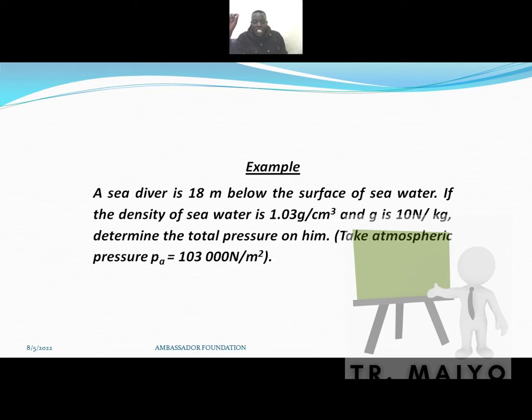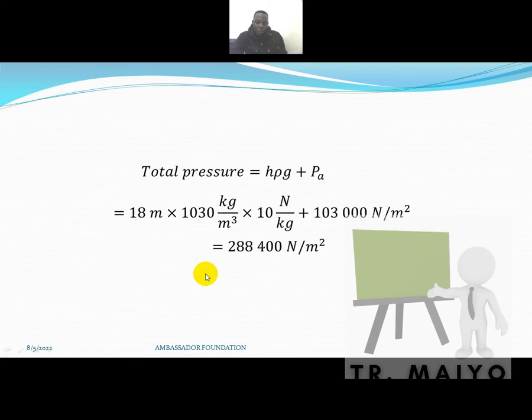Our rho g h: rho is the density, which is 1.03 multiplied by 1000. You get 1030 kilograms per meter cubed, times g, which is 10 here, times h, which is 18, plus 103,000. That's what you will get, in newtons per meter squared. That is now the total. We have included, or factored in, atmospheric pressure.